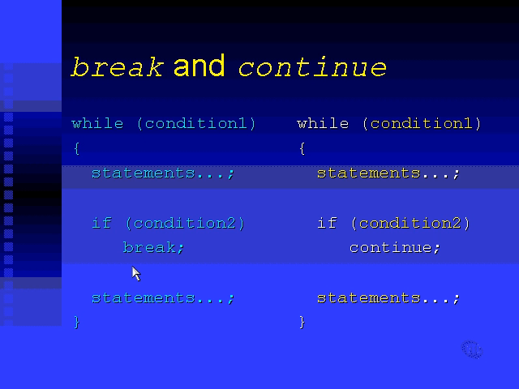So we continue on. We don't execute those statements, that second set of statements. They don't get executed, at least not this time through the loop. We go around the loop again, and they might get executed next time, but only if condition number 2 is false. Because if condition number 2 is false, then we don't execute the continue, so we continue on and hit the second set of statements. I hope that makes sense.